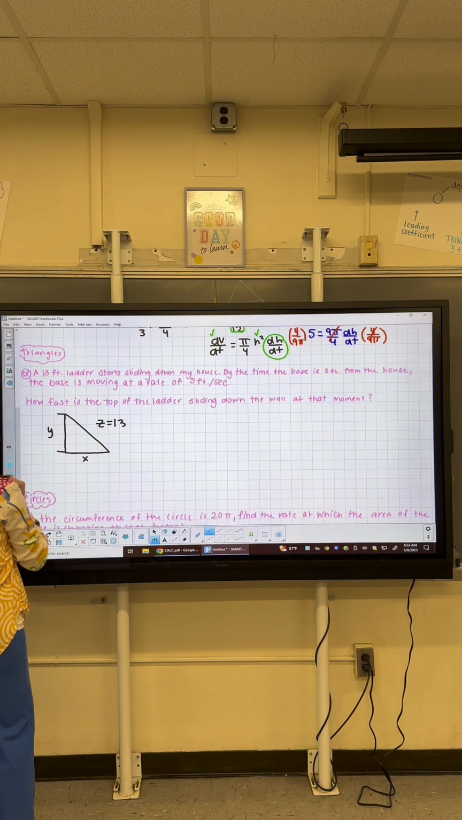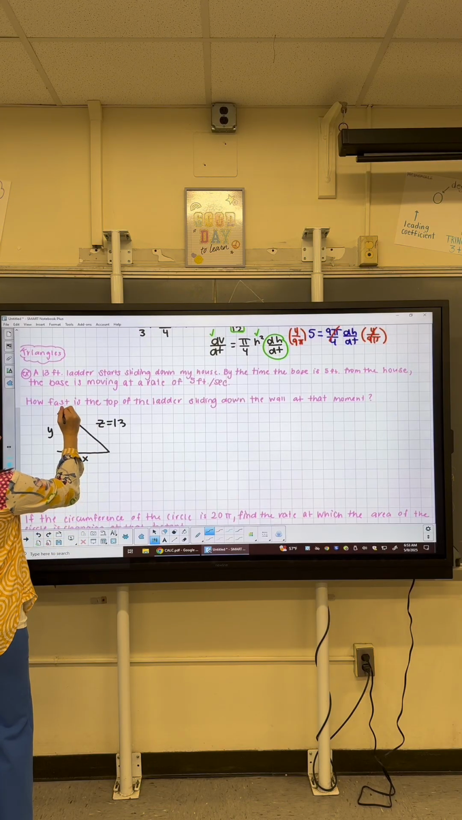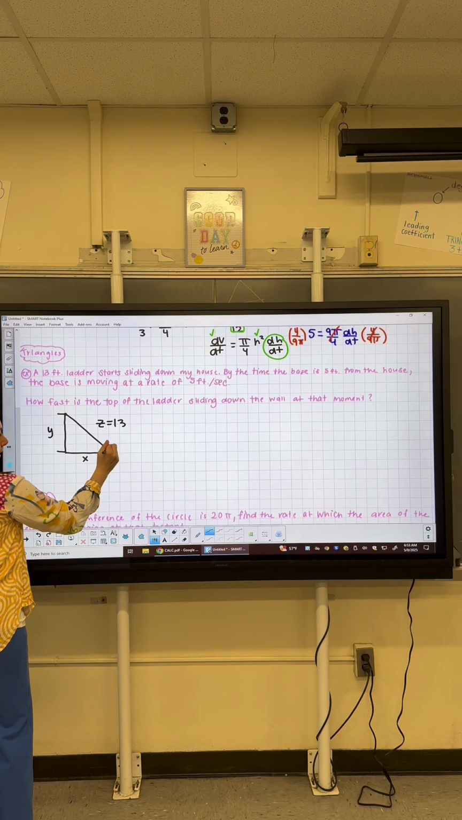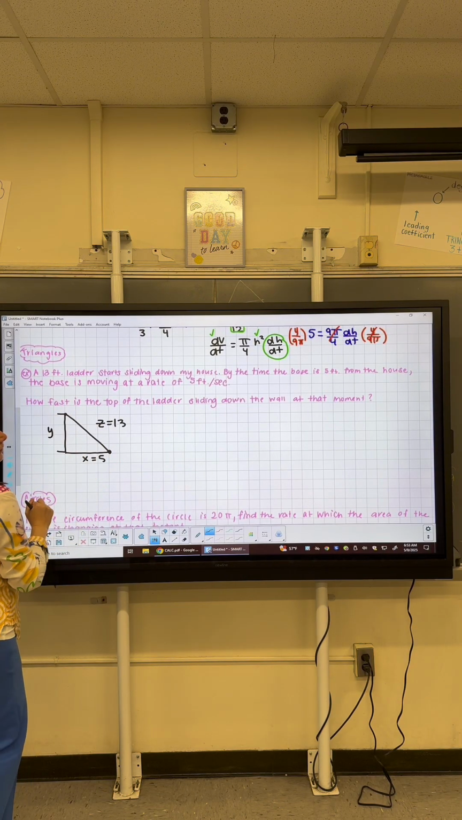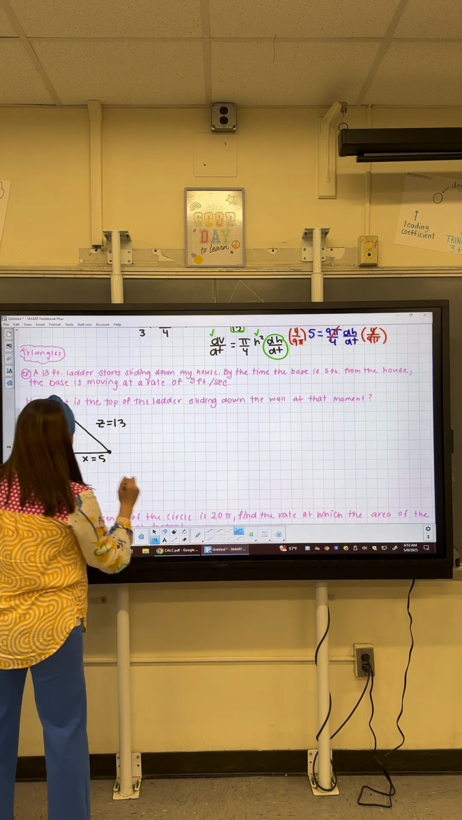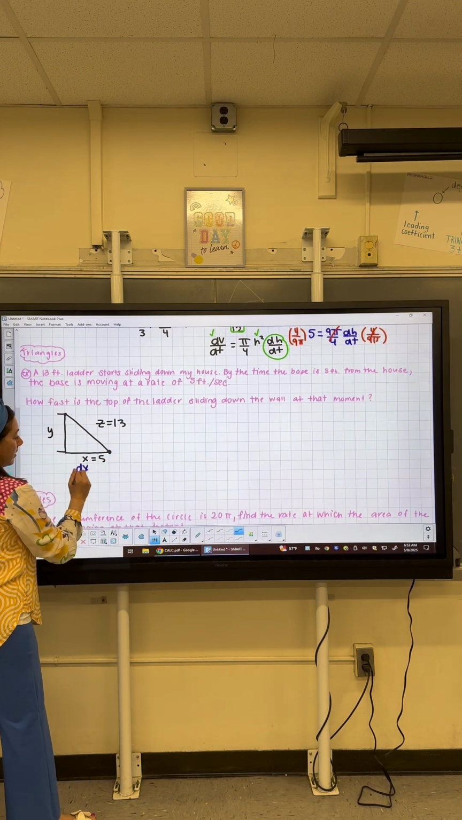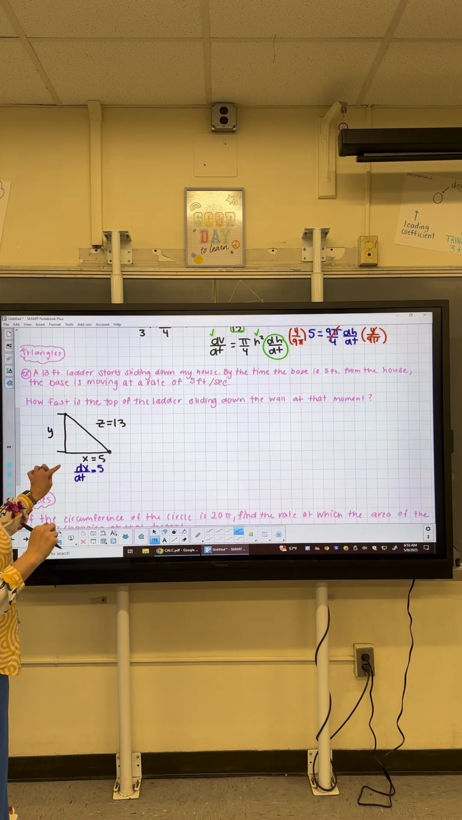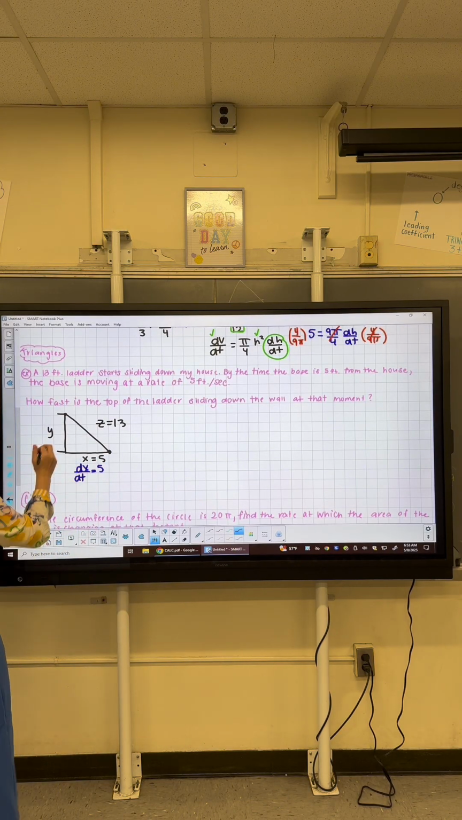Here's my house. By the time the base of the ladder, here's the ladder, this is the base right here, is 5 feet from my house, it's moving at a rate of 5 feet per second. So dx dt is 5. How fast is the top of the ladder going down the wall at that moment? So they want me to find dy dt.